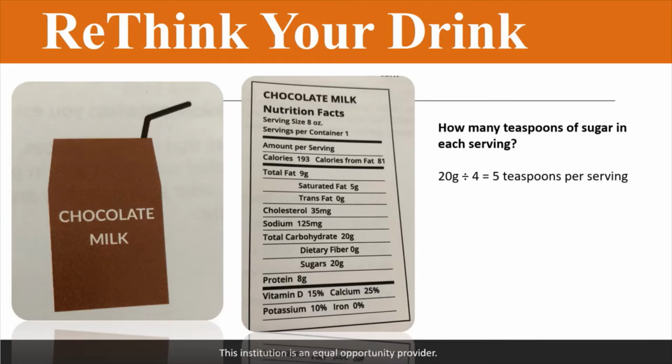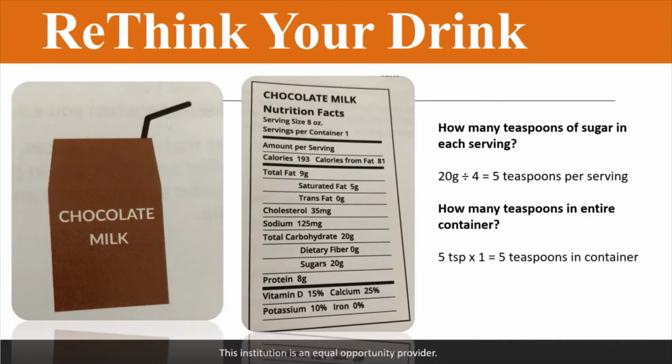chocolate milk. Now you do want to check how many teaspoons are in the entire container. So go to the top where it says nutrition facts, serving size, and then servings per container, which in this case is just 1 serving per container. That makes it nice and easy. So 5 teaspoons times 1 serving, in this whole container it's only 5 teaspoons.